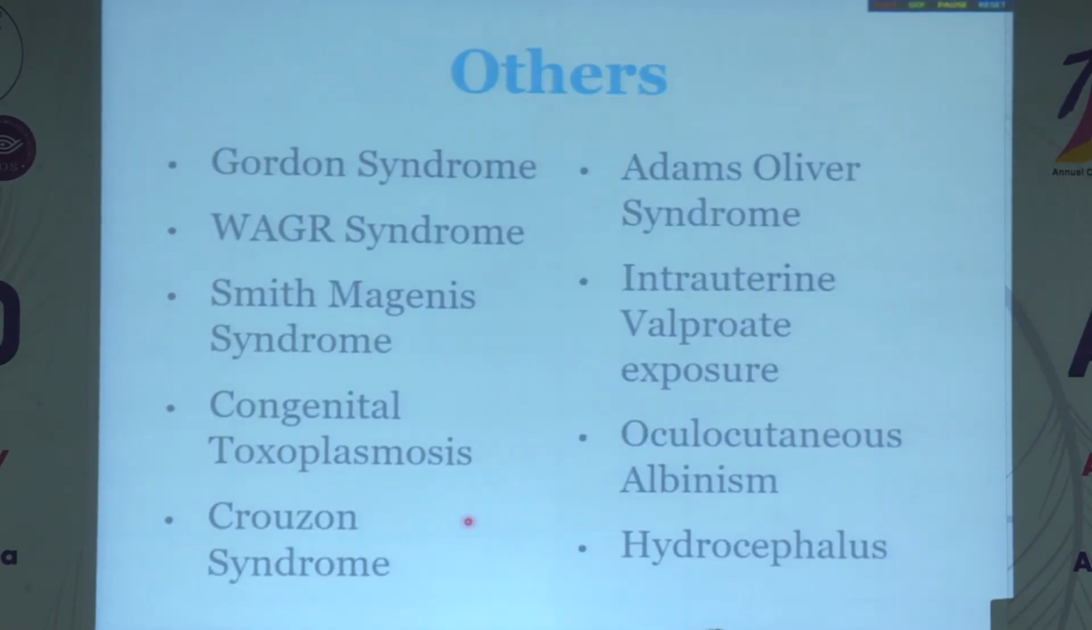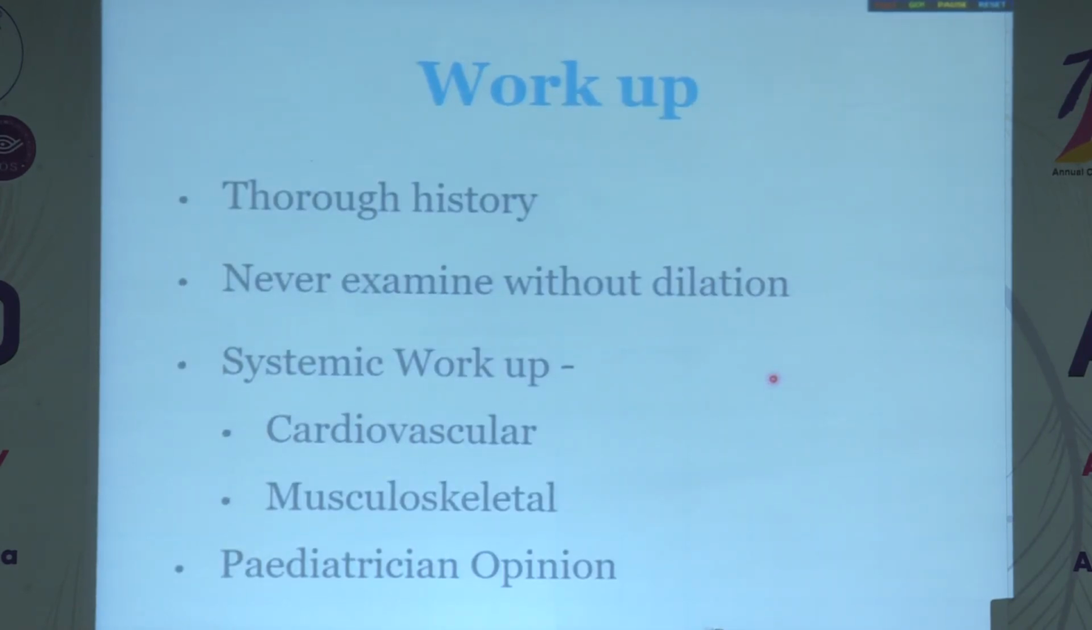There are many more in the list, amongst which the one which I have seen personally is the intrauterine valproate exposure. So a thorough workup is needed in a child who is presenting in the first decade of life with high myopia. We should take a thorough history to rule out any family history or any genetic association, and never examine a child without dilation.